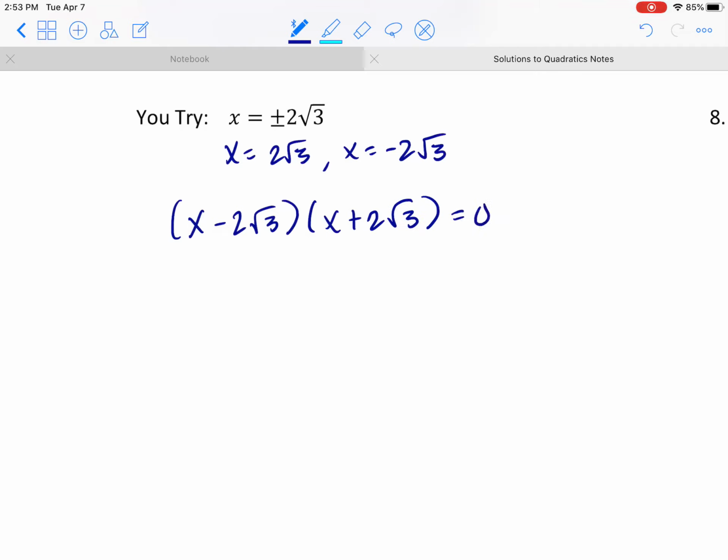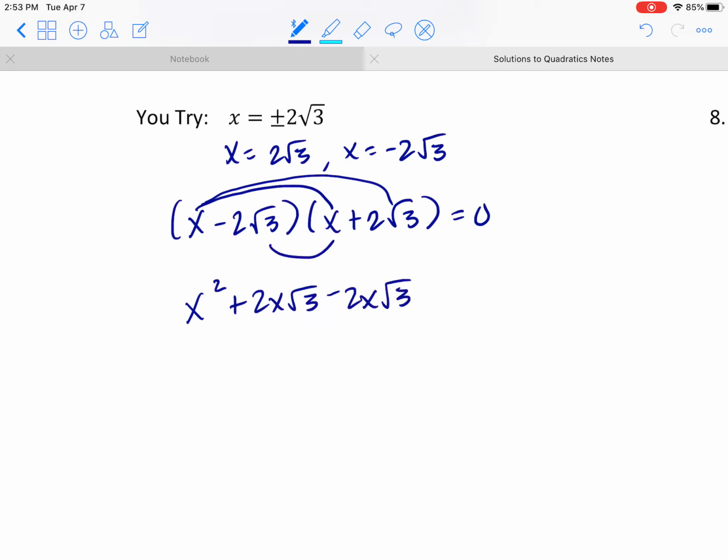So this is saying that 2 radical 3 is a solution, and that negative 2 radical 3 is a solution. So I can put their opposites in my factors here, and I can multiply. And these are conjugates. So I'm going to have an x squared, and I know that this 2x radical 3 and this negative 2x radical 3 are going to cancel. So if you wanted to skip those, be my guest.